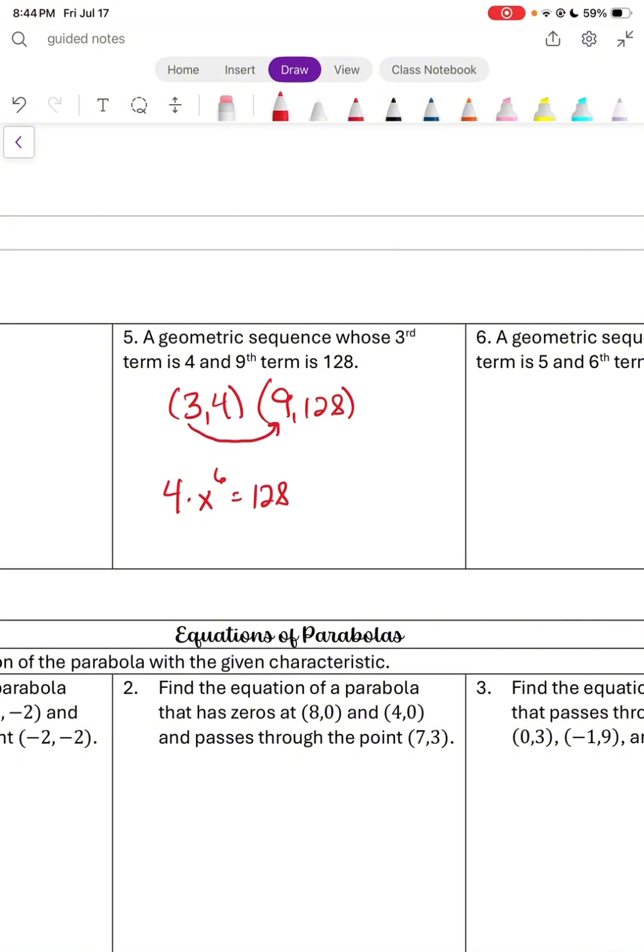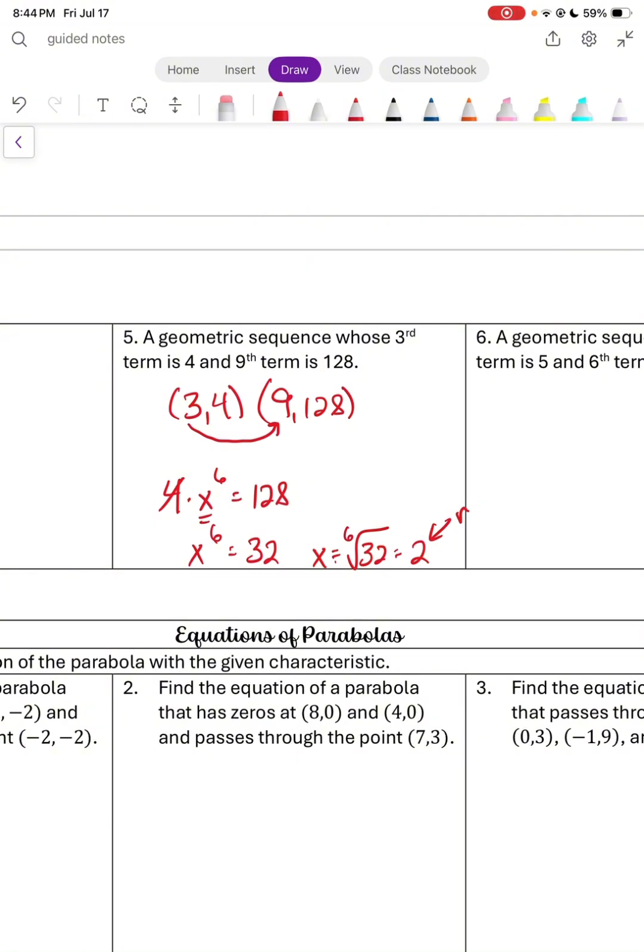Now, what this equation's doing is this is going to tell us what that common ratio is. Step number 1, let's divide by 4. Gives you x to the 6th is 32. And when you take the 6th root of 32, you're going to get a value of 2. So therefore, this is my common ratio. You can call it R, I called it X in this equation, that's fine.